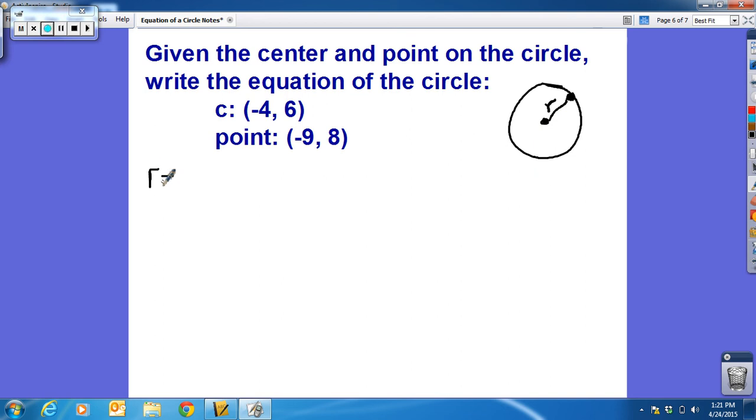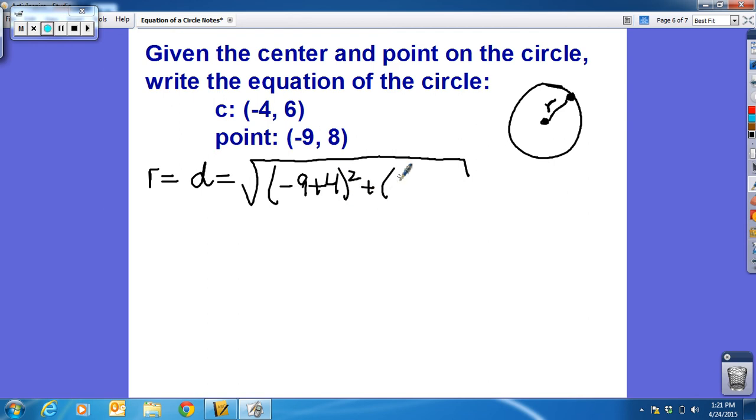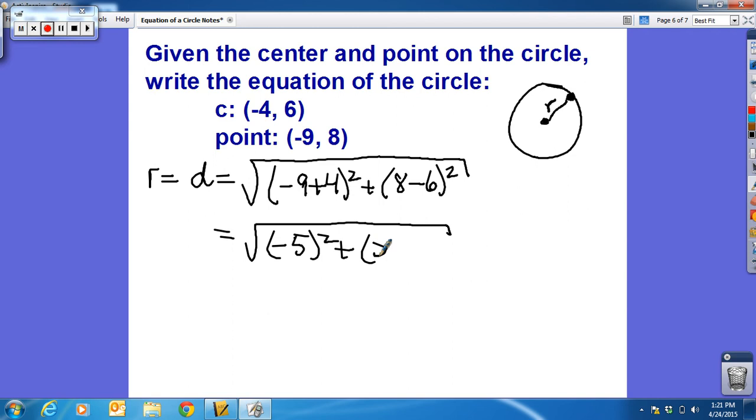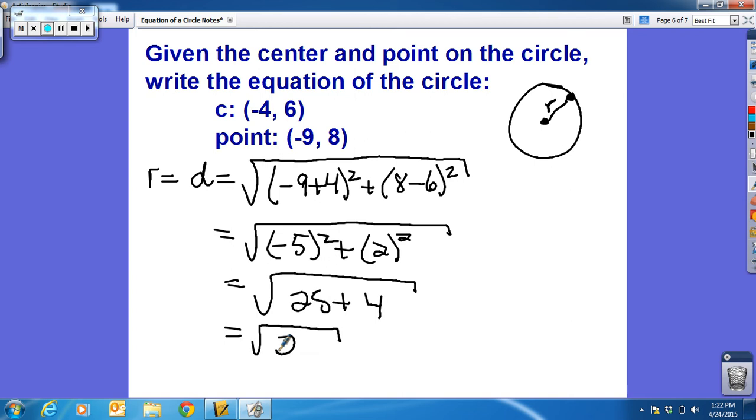So the radius is equal to the distance, and we know that distance is equal to the square root of x minus x, so -9 minus -4 squared, plus 8 minus 6 squared. And if we go through this entire thing, we would get -9 plus 4, that's -5, squared, plus 8 minus 6 is 2, squared. This is equal to the square root of 25 plus 4, which is equal to the square root of 29.